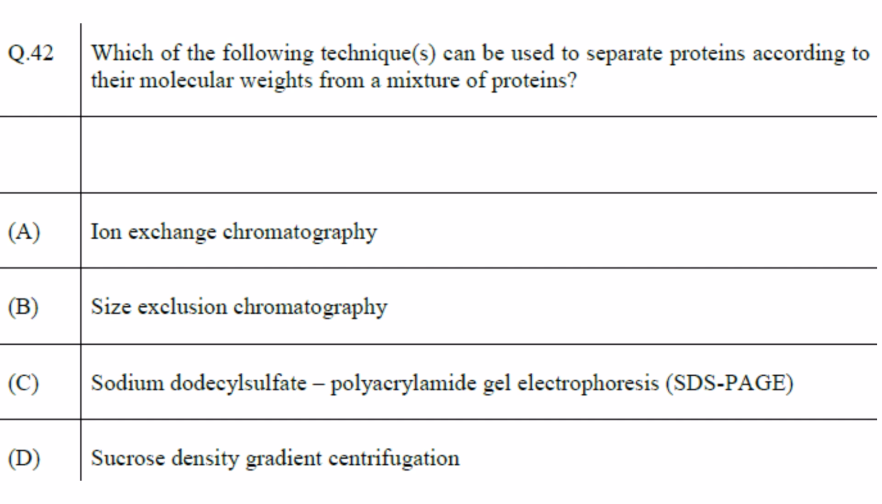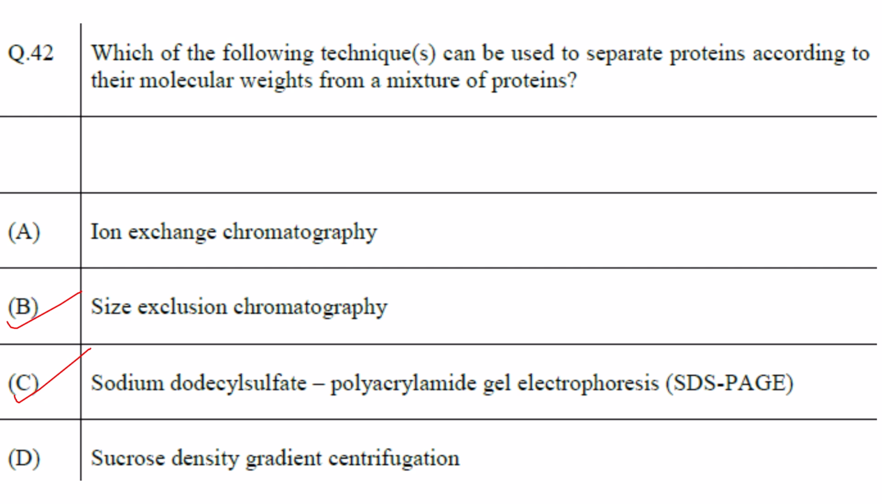Then next one. Which of the following techniques can be used to separate proteins according to their molecular weight from a mixture of proteins? Ion exchange chromatography cannot be used because it separates proteins based on their charge and not by molecular weight. Size exclusion chromatography separates proteins based on their size and the smaller proteins will elute last. So that is correct. Sodium dodecyl sulfate polyacrylamide gel electrophoresis, SDS-PAGE, also correct.